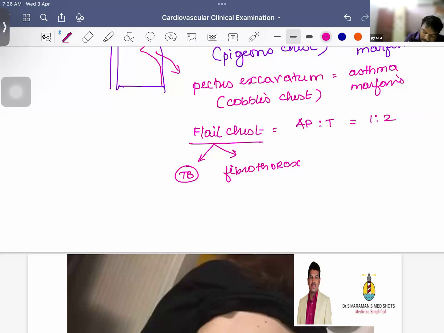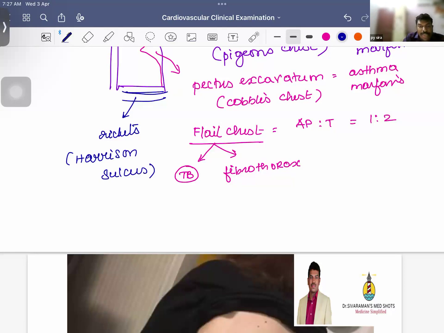Okay, then at the lowermost part of the chest wall, the diaphragm pulls, so there will be a small depression. This depression or horizontal groove which is seen at the lower costal margin indicates that the patient is having rickets, and it is called Harrison sulcus. So these are a few very important examination findings. You have to tell this in your exam.